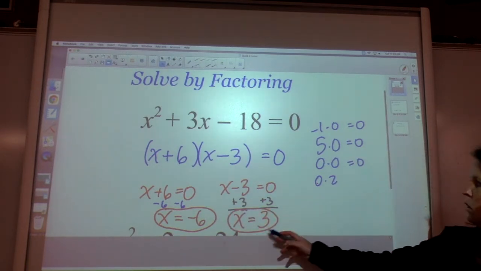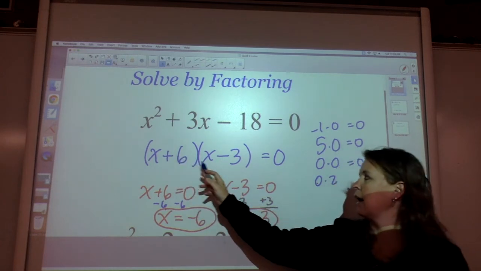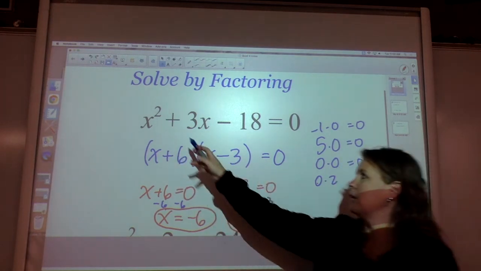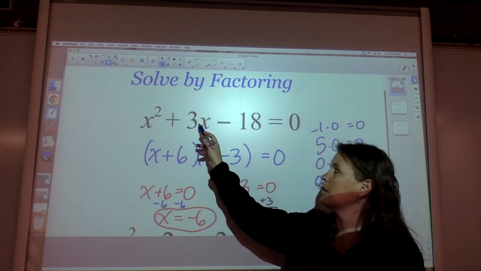And if you don't believe me, you could check it. 3 plus 6 is 9. 3 minus 3 is 0. 9 times 0 is 0. 3 squared is 9. 3 times 9 is 27.